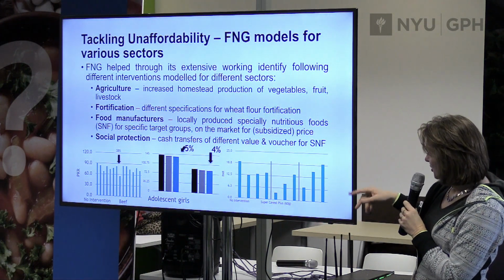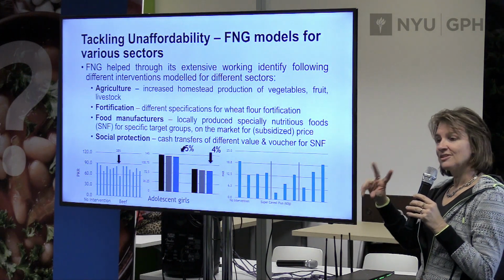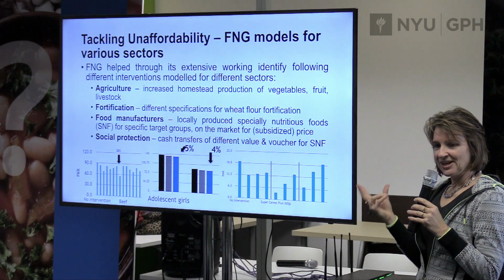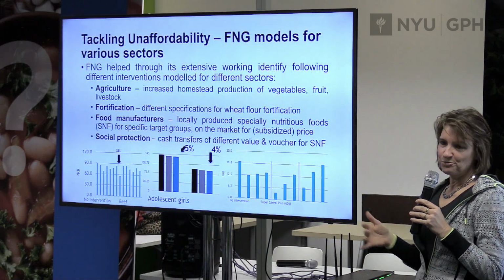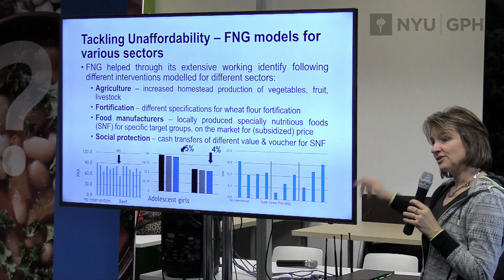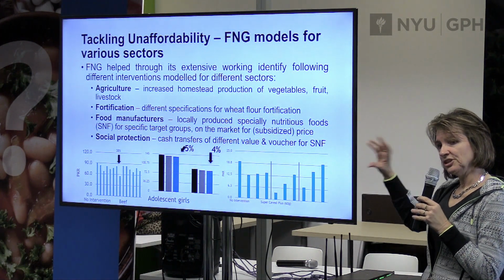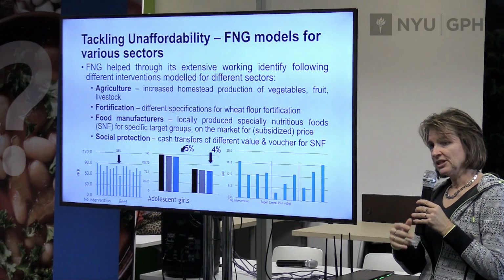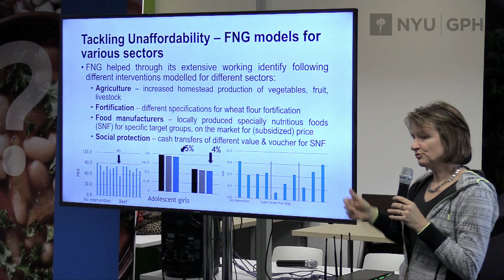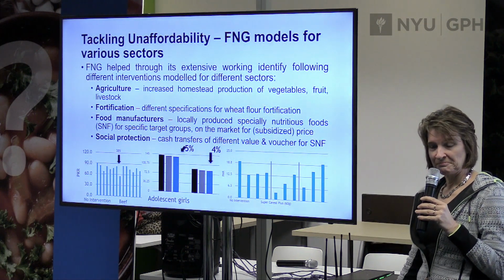Then there's production of specific more nutritious foods, so we tested what that will do. There's a social protection program with cash transfers, so we modeled how much of a difference such a cash transfer makes. And what you can really see with all these different analyses is that there's no single silver bullet. There's nothing that will just fix the whole thing.